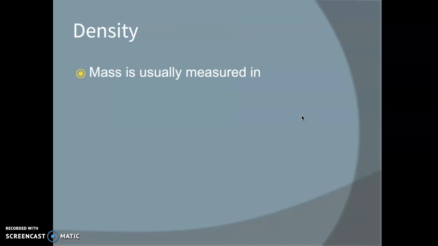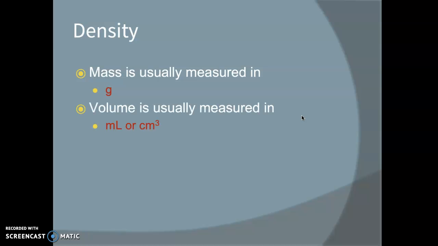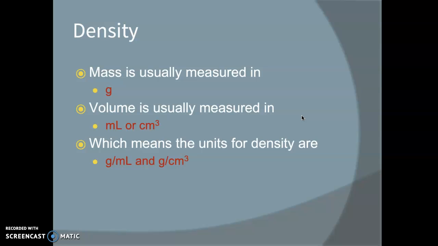So density, mass is usually measured in grams. And volume is usually measured in milliliters or cubic centimeters, which means density, which is mass over volume, will be grams over milliliters or grams over cubic centimeters. So how many grams are in 1 milliliter or cubic centimeter of space?